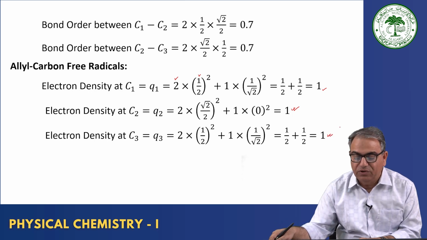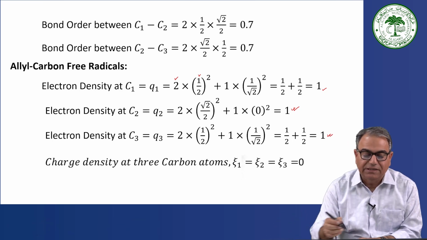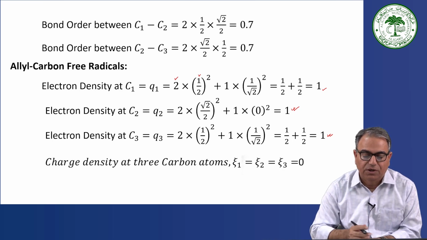Okay, and if you calculate the charge density, then all the charge densities will be 0 because it's 1 minus q1, so it's equal to 0, 0, and that is expected for a carbon free radical, that the total charge should be 0. So we get a total charge of the allyl carbon free radical equal to 0.